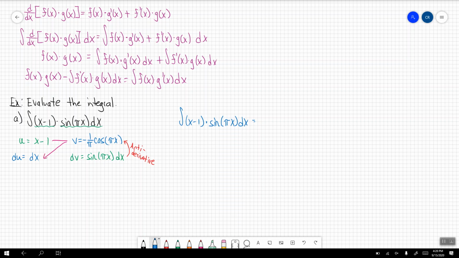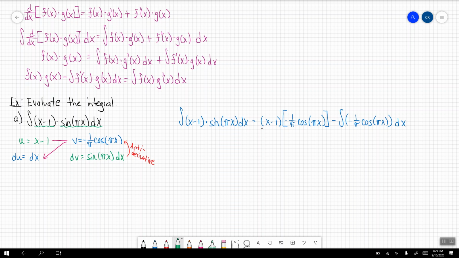So here we go, u times v, so that's going to be x minus 1 times negative 1 over pi times cosine of pi x, minus the integral of v du. So the integral of v is going to be the integral of negative 1 over pi times cosine of pi x times du, in this case it's dx.